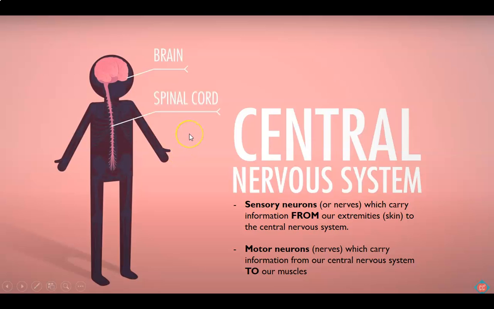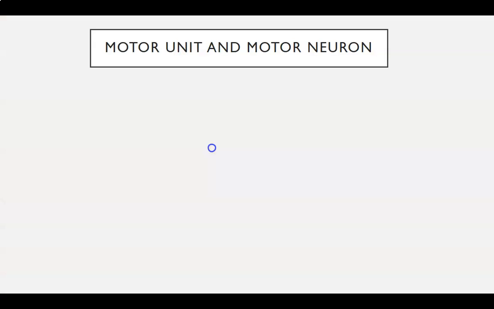With regards to the nervous stimulation of a muscular contraction, what we need to be aware of is we cannot get a muscular contraction unless we have an electrical impulse sent from here, the central nervous system, to the muscle, and then we get our contraction taking place. This is really important to understand when we are learning this topic. Okay, so first of all, what is a motor unit and what is a motor neuron?